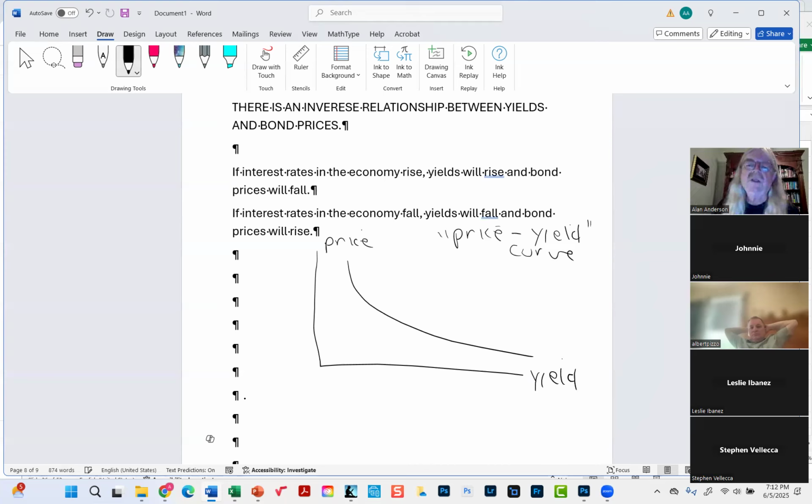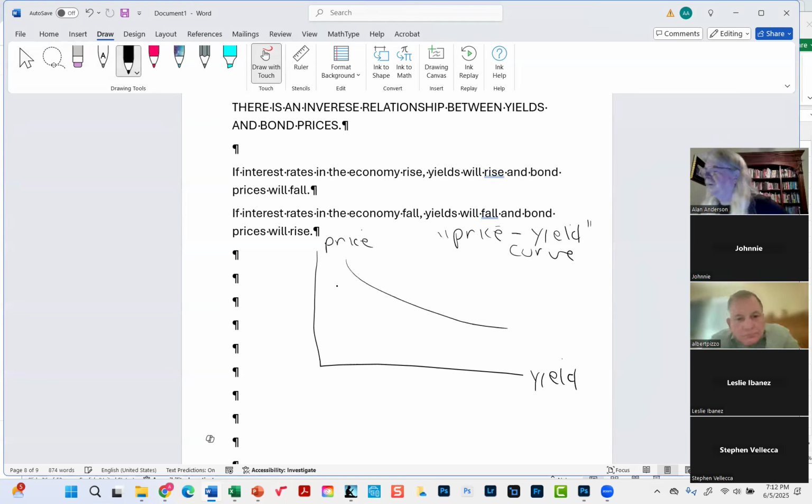Now, the way I've drawn it, it's a little bit exaggerated. It's not maybe quite that curve. Maybe I'll just tighten that up a bit. That's probably better. Okay, so what we notice here is that this price yield curve has a negative slope.